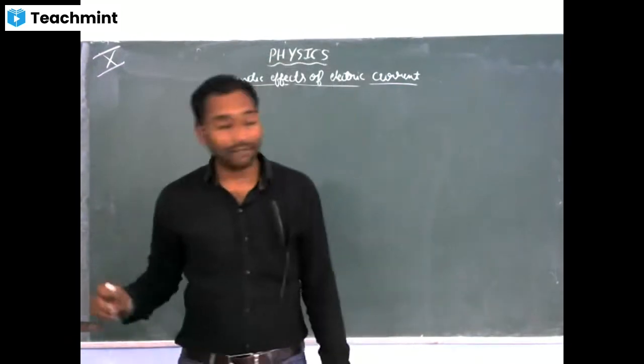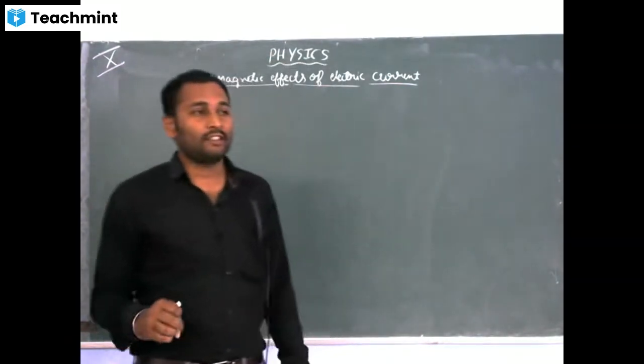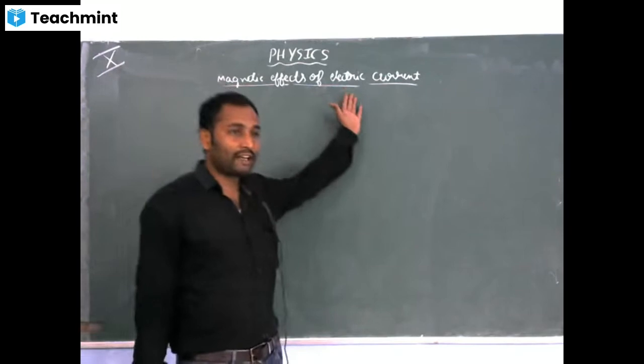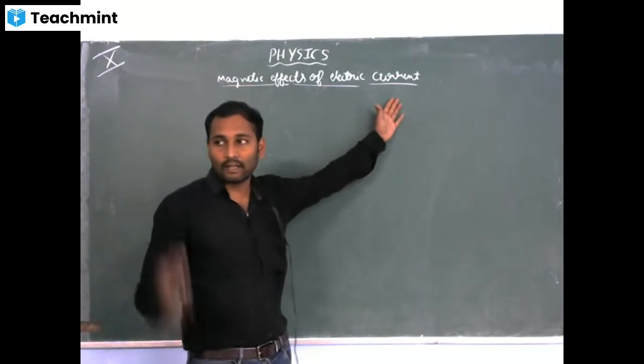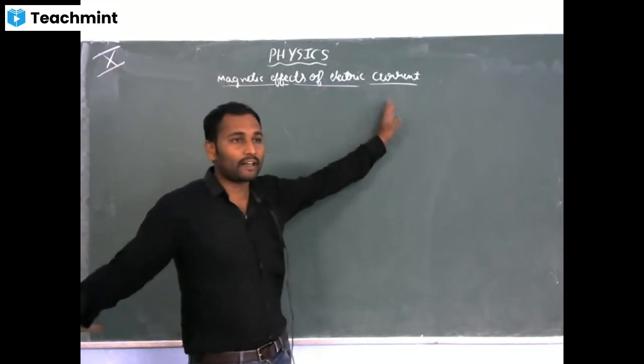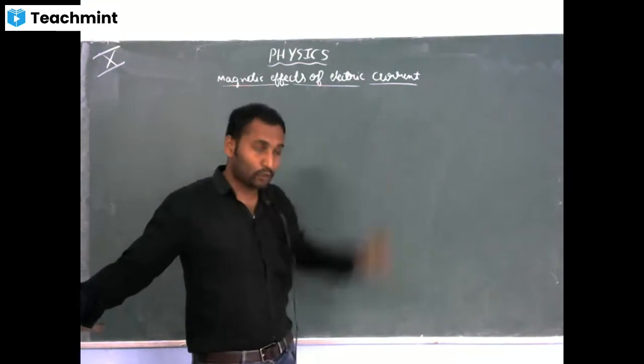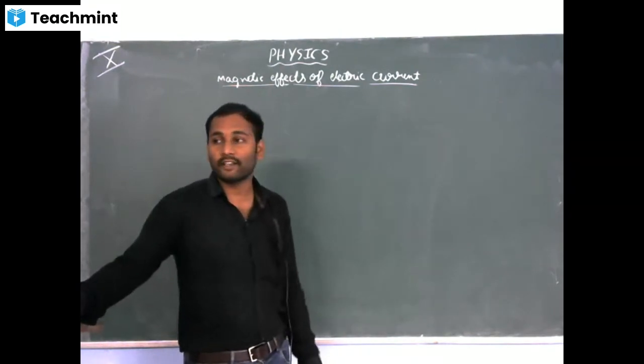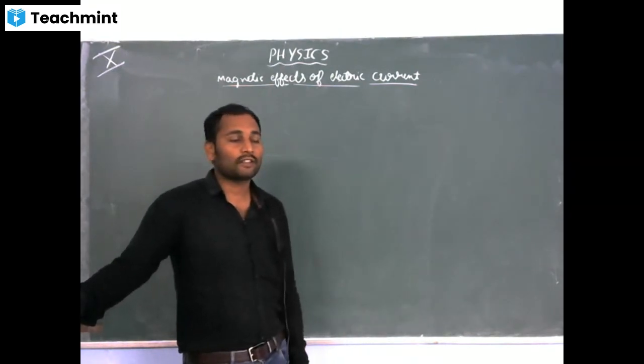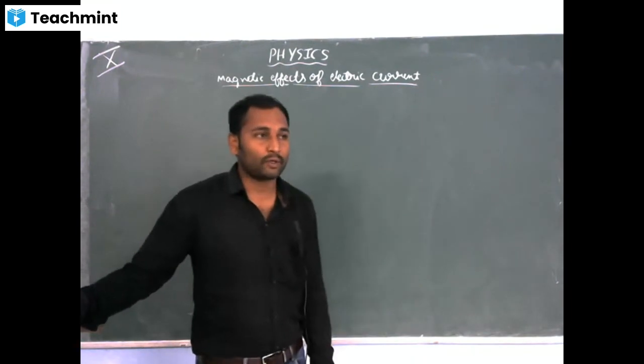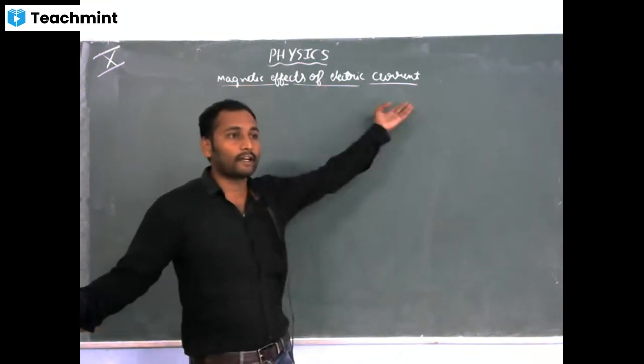So, first thing before starting magnetic effect of electric current. You have studied about electric current in the previous chapter. So, you also know what is electric current. What is electric current? Flow of charges in a particular direction with respect to time, we call it as electric current.